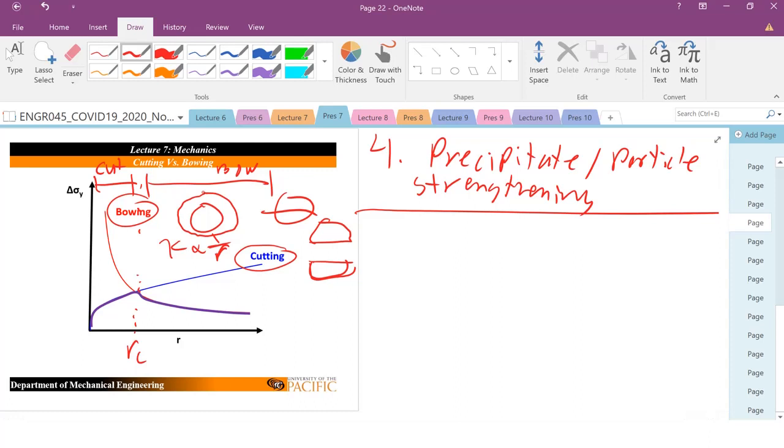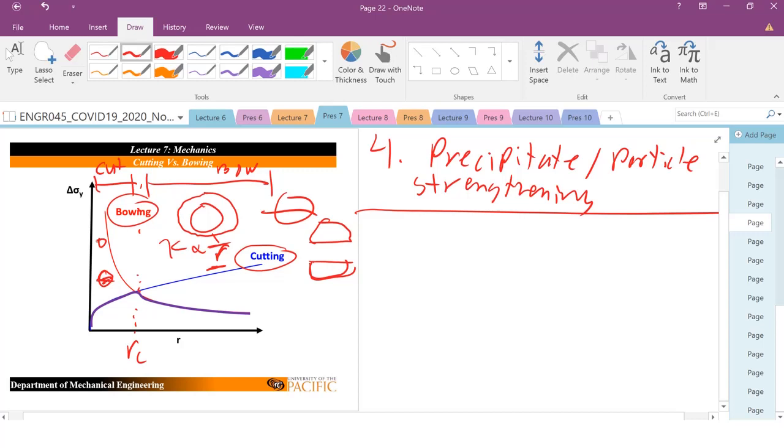So when R is less than RC, when we have small particles, you're not creating as much surface area, right? So that surface area contribution is small. But when your radius of curvature is small, when you have small particles, that bowing is really, really unfavorable here. So you're going to cut through the particles there.